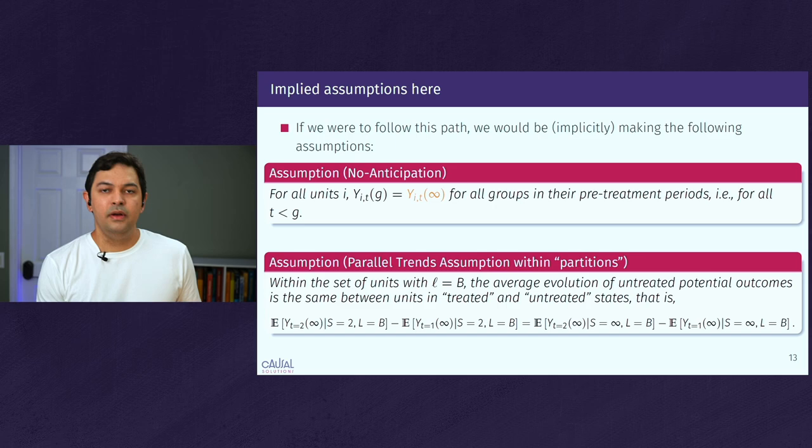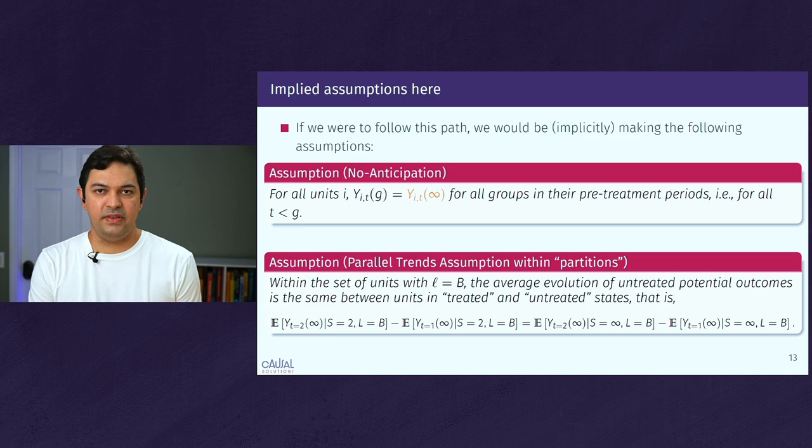What is implicit behind the scenes over here? The first assumption that is implicit behind the scenes over here is the assumption of no anticipation. Again, this is the same as before. It's telling us that units do not act on the knowledge that treatment is going to happen in period two. Before it happens, nothing really changed over here. And we're going to actually embrace this assumption.